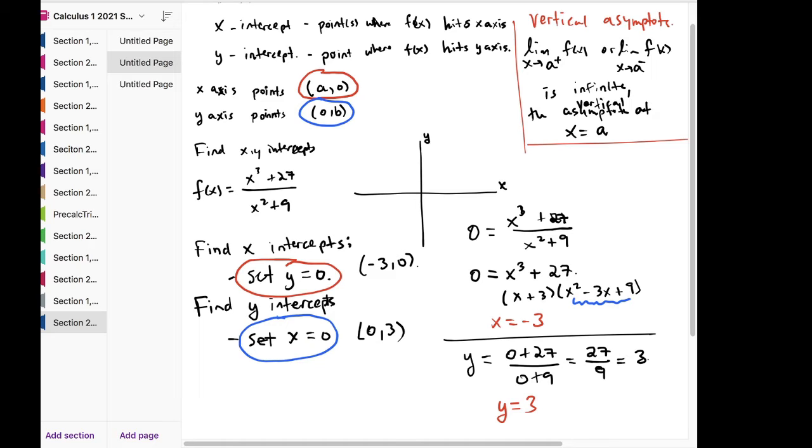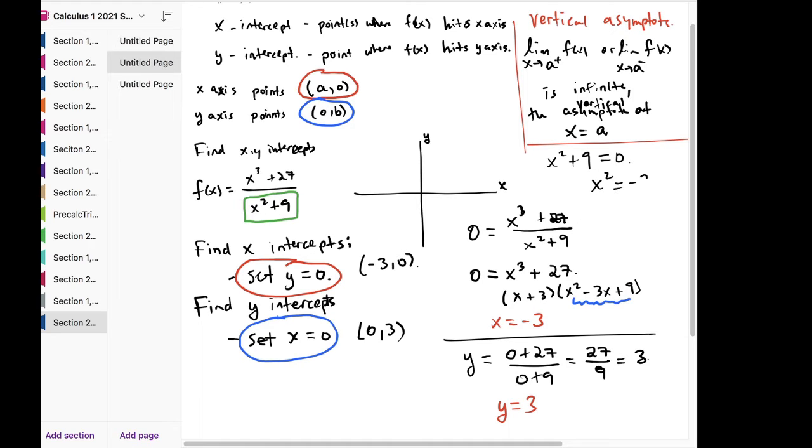Right, so for rational functions, vertical asymptotes only might occur, not always, but might occur, when the denominator is 0. Can someone give an example of when the denominator is 0, but there is not a vertical asymptote? Right, in the case of a hole.